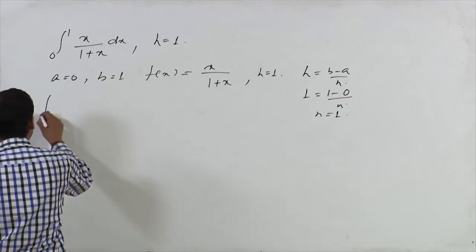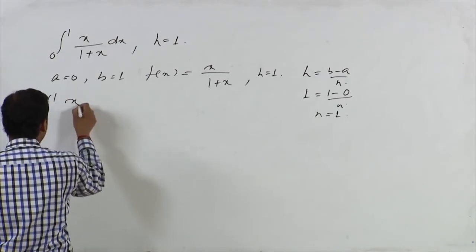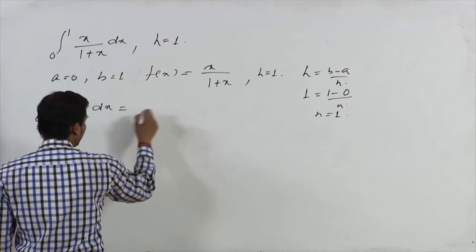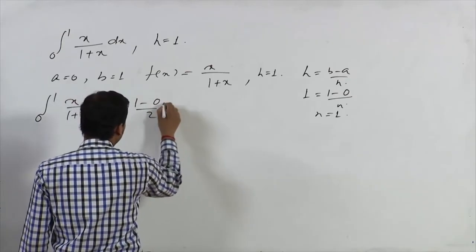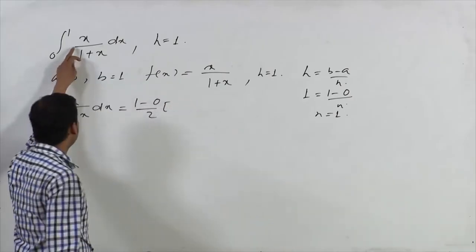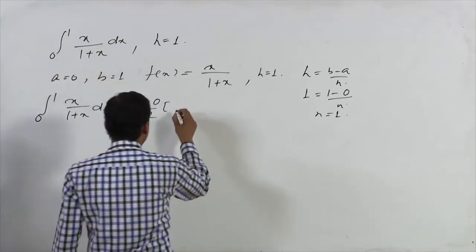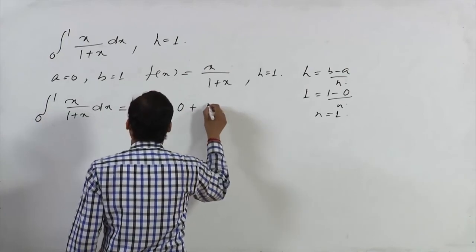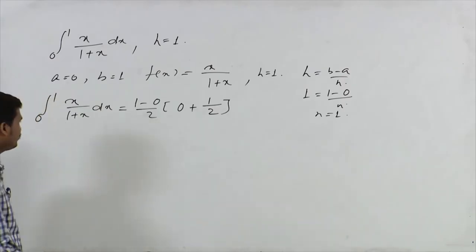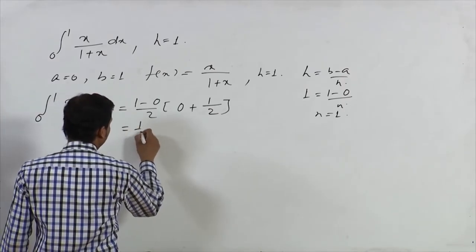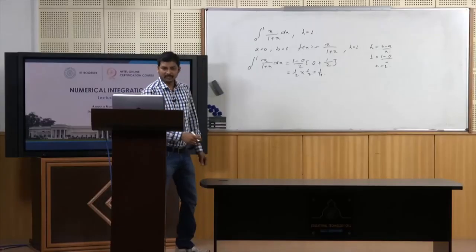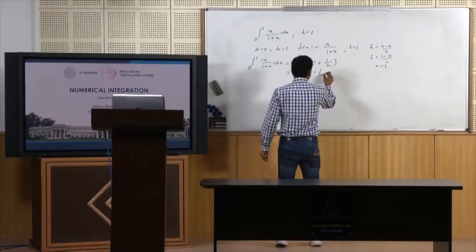So, we can write the integral from 0 to 1 of x by 1 plus x dx using the trapezoidal rule as b minus a by 2, that is 1 minus 0 by 2, times f of a, which if I put 0 gives 0, plus f of b, which is 1 by 2. This can be written as 1 by 2 into 1 by 2, that is 1 by 4, or we can write it as 0.25.